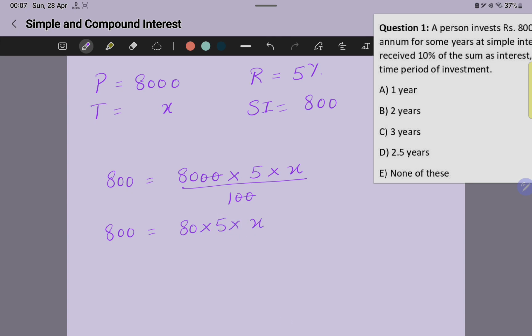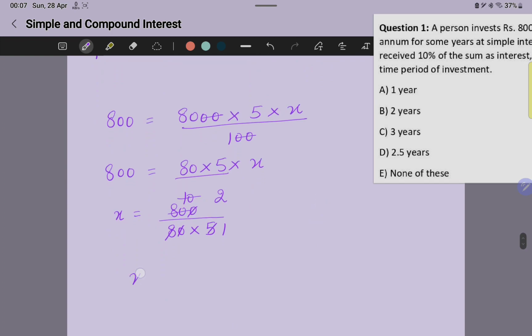Now because here 5 and 80 are being multiplied with X and we have to take out the value of X, X will become 800 divided by the terms which are multiplied with X. When it goes to the other side of equal to, it gets divided. So it becomes 800 upon 80 into 5, and we are going to cut it. 5 and 5, 5 tens are 50... so here the time is 2 years.